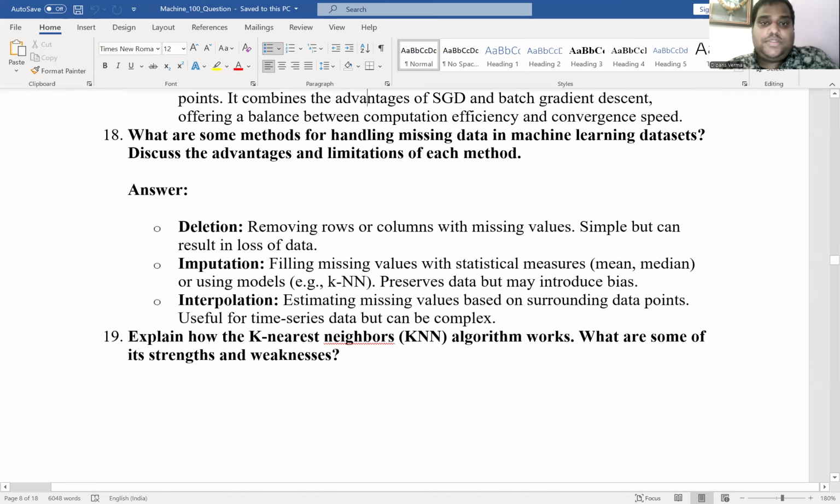How will you handle the missing data? Interpolation, you can say, is estimating missing values based on surrounding data points. It is usually used for time series data but can be complex.